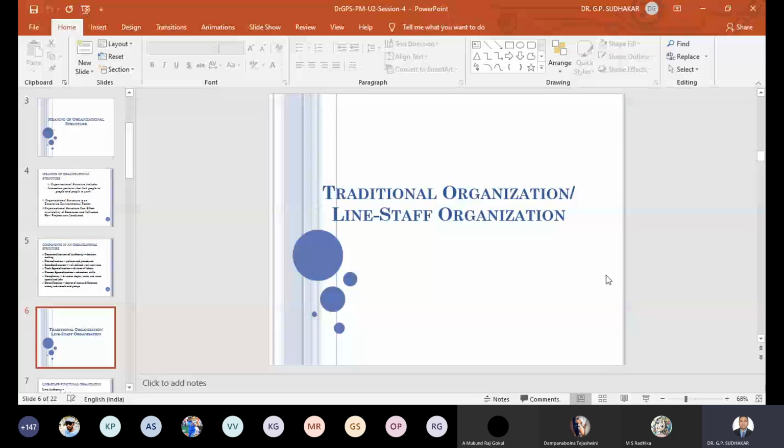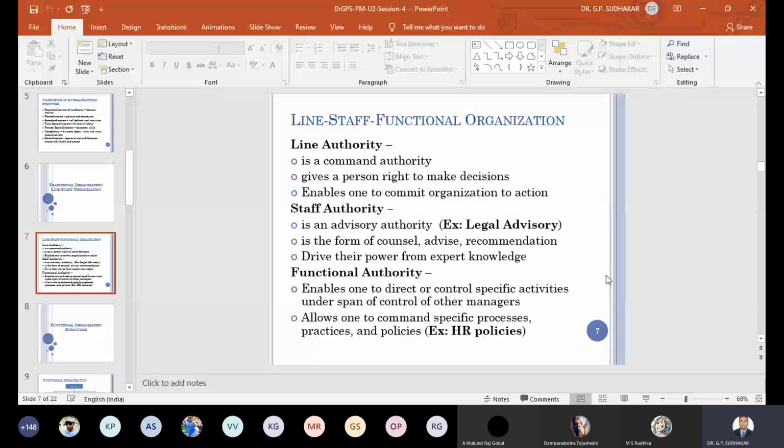See this traditional organization. What is the traditional organization? The traditional organization is also called line staff organization. You might have heard this repeatedly, and in HRM also you might have learned it. This line staff organization came into picture in the 1920s and 30s when scientific management was developed, right? Line authority is a command authority. What is the difference between line organization, staff organization and functional organization? We are going to see that in this presentation today.